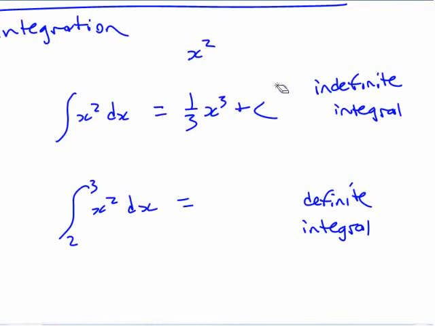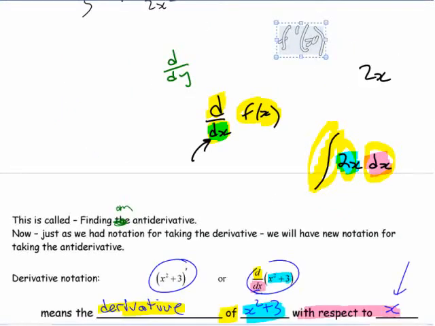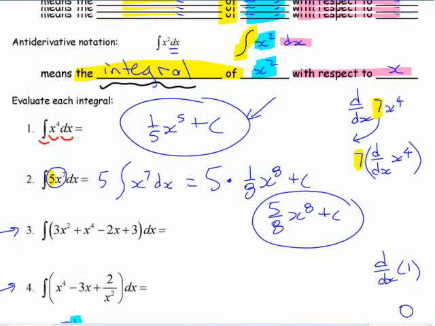What is the answer for the definite? Well, we need a whole bunch of background here, but you're basically going to evaluate that at 3 and evaluate it at 2 and subtract it, but we have no clue why we're doing that at this point. You don't have to understand why, you just have to do it, right?